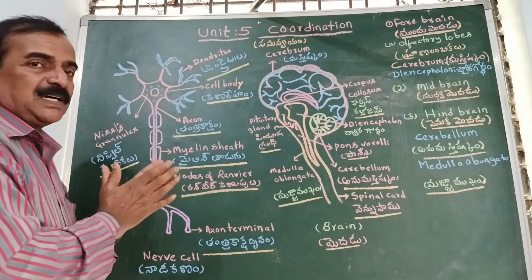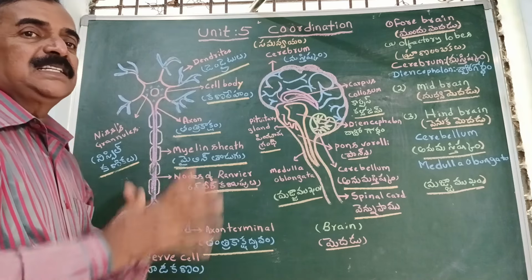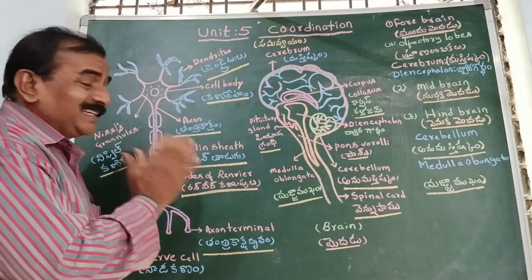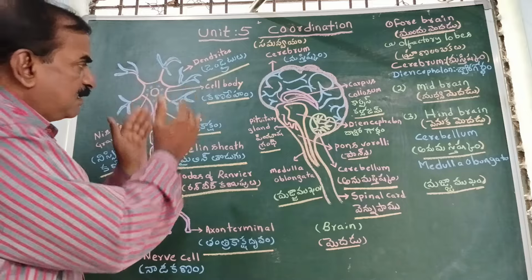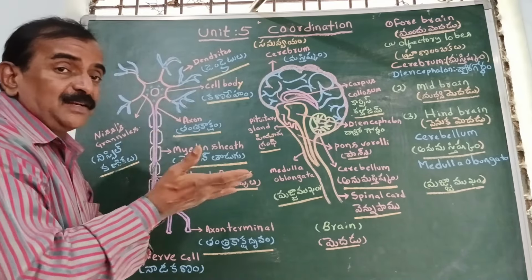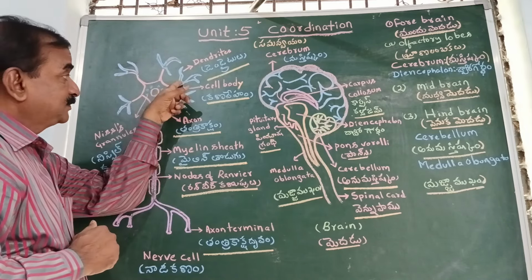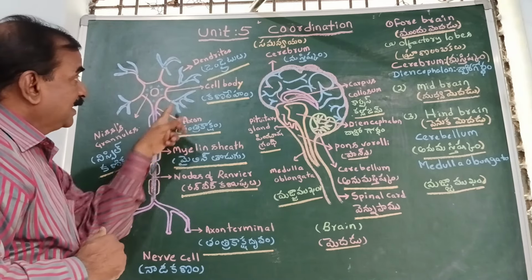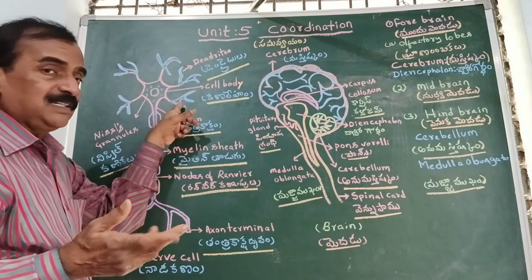Here we discussed the structure of the nerve cell. The nerve cell is called the structural and functional unit of the nervous system, and that is the brief description of the nerve cell. You can easily draw this diagram in your notes and label the parts like cell body, dendrites, and axon.